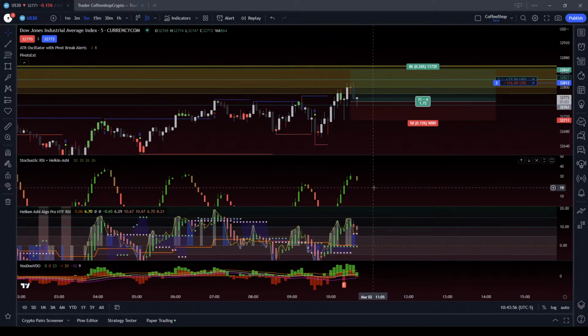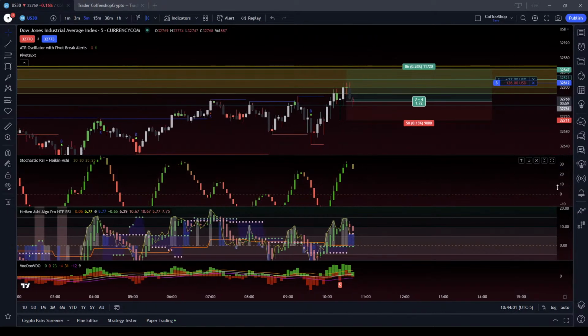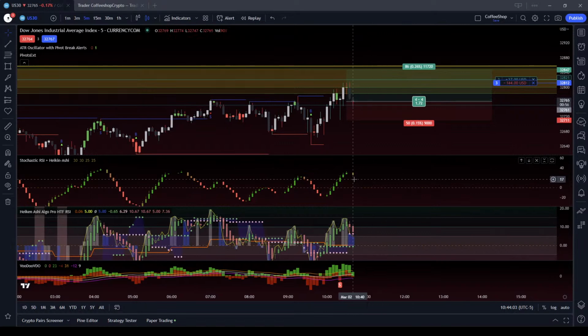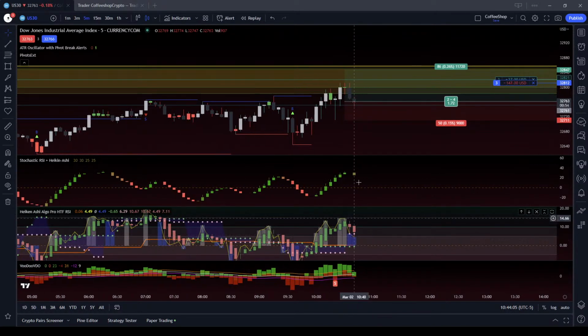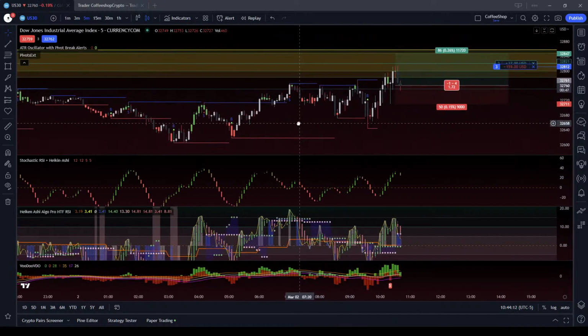Let's see if it plays out. But unfortunately, it looks like my stochastic is telling me otherwise on this time frame. I'm seeing pulls to the downside, so I don't want to chase this trade. We're still in an uptrend.